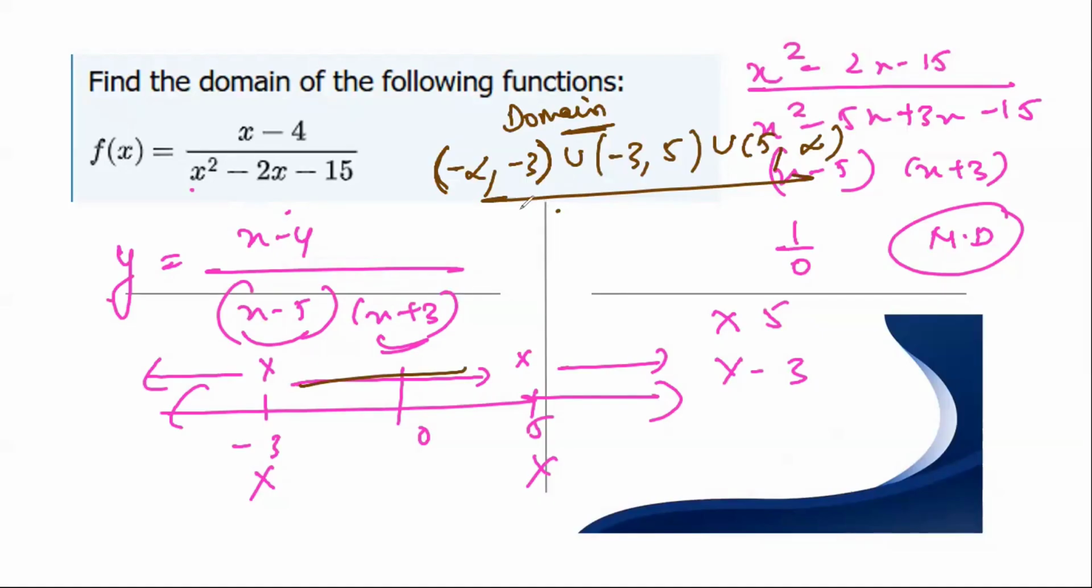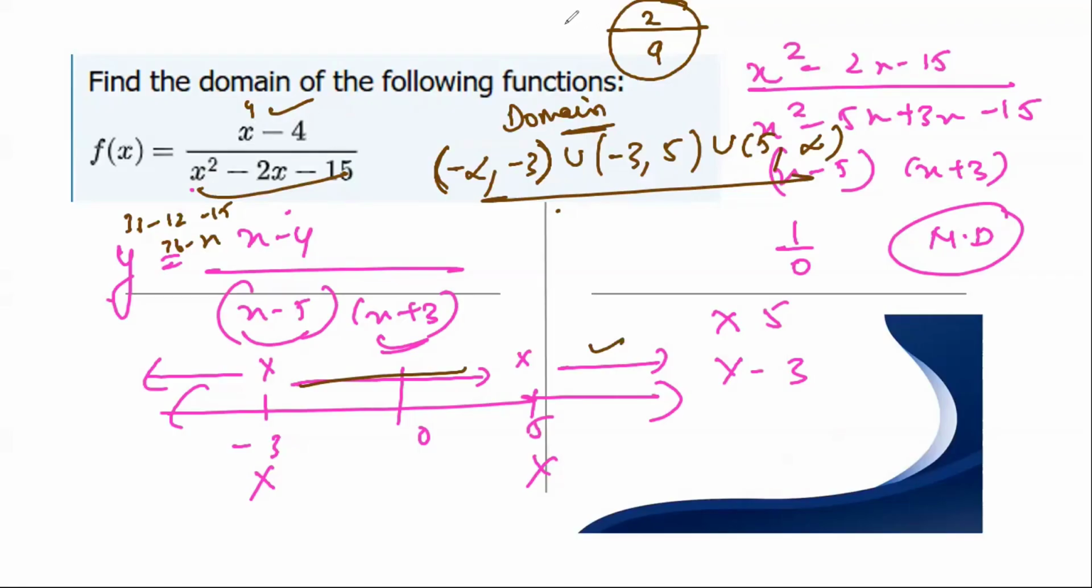Now, what is the range? Range could be any value. Let's say, suppose I am taking 6 here. So when I'm putting 6 here, 6 minus 4 is 2. In the denominator, it's 36 minus 12 minus 15. So it's 36 minus 27, something I got as 9. So it means I'm getting a fraction. As I'm increasing the values, I'm getting a fraction here. Is it possible I'm getting 0? Yes, because if I put 4, 4 minus 4 is 0.